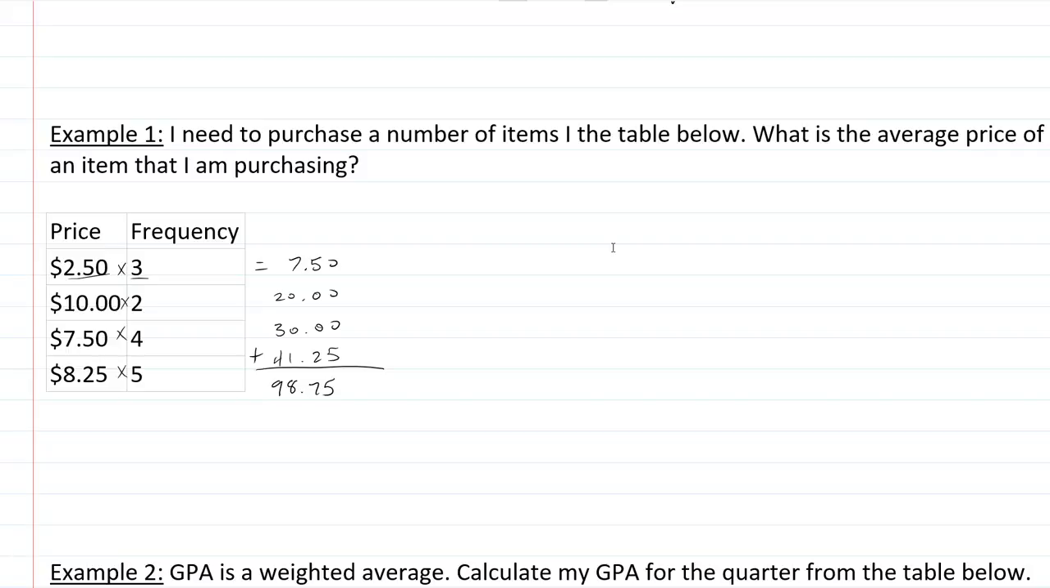But this can't be our average price. This doesn't reflect the prices that we have before us very well. So how do we calculate the average? Now we have to divide by the total frequency. How do we find the total frequency? We add up all of these numbers. So 3 plus 2 plus 4 plus 5 is 14. So we have to divide 98.75, that's our sum, divided by the total numbers, 14. And this gives us $7.05. So the price of the average item that we bought was $7.05.